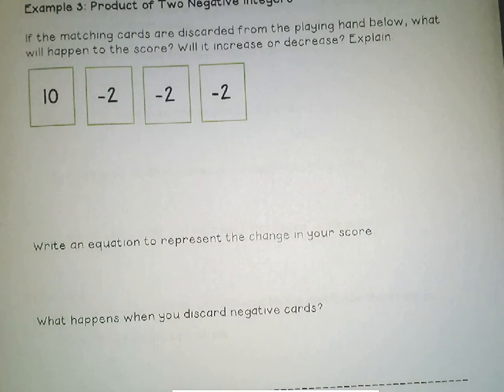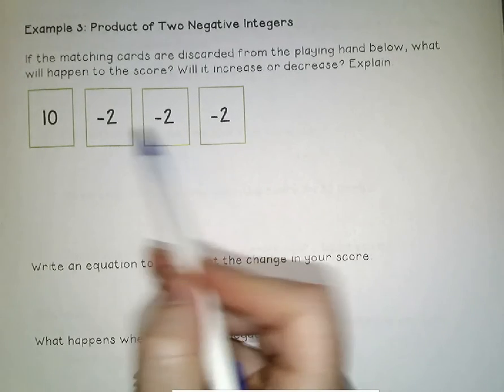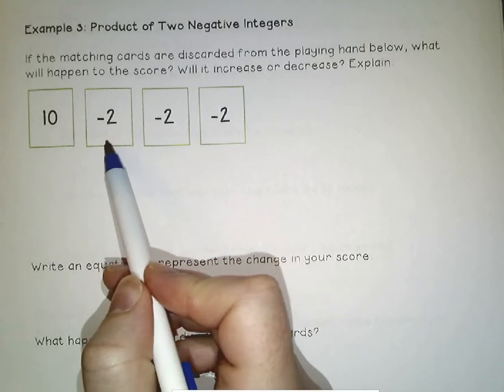Let's move on. Example 3. Product of 2 negative integers. If the matching cards are discarded from the playing hand below, what will happen to the score? Will it increase or decrease? Explain. Okay, so my score right now is I have 3 groups of -2, which is -6, right?